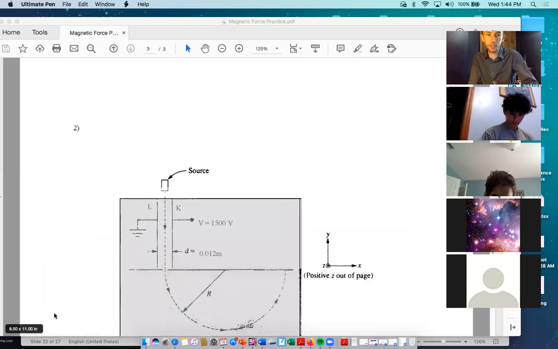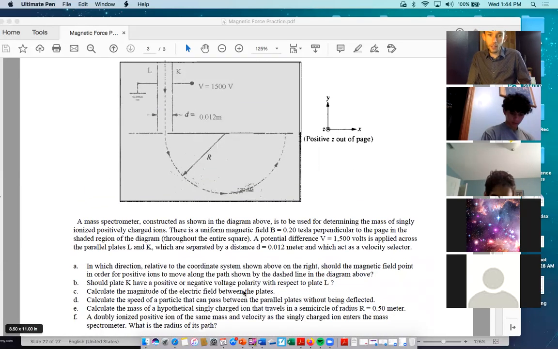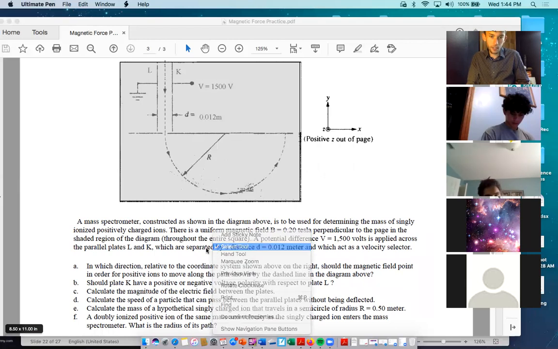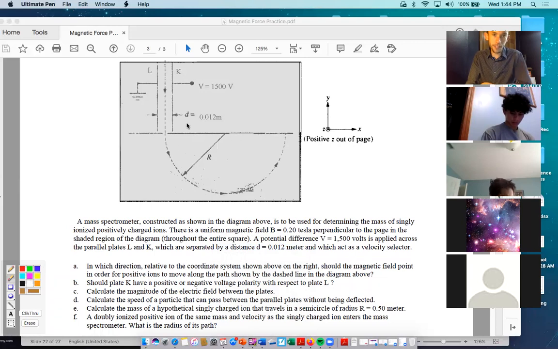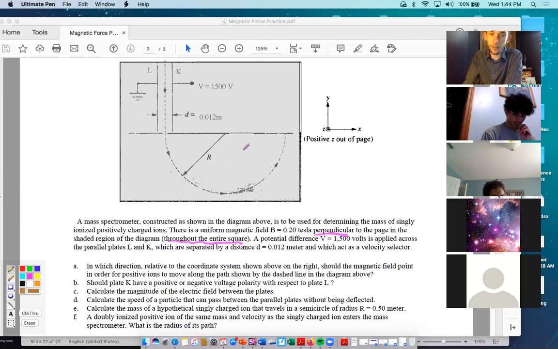All right, let's do question 2. This one was trickier. Okay, so here's the idea behind this question. This whole box is shaded, and they're telling me that in the shaded region, so throughout the entire thing, there is a magnetic field perpendicular to the page. So either coming out of the page or into the page. They don't tell me.